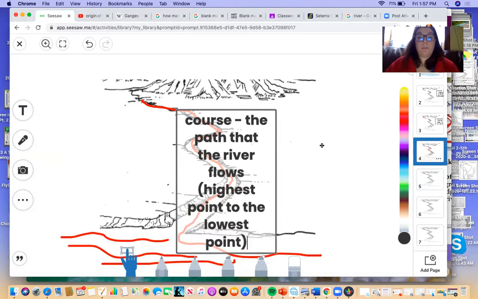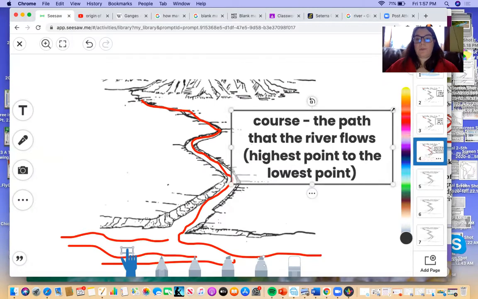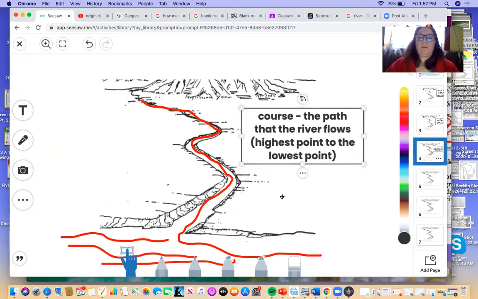And just like the earth isn't completely flat, we notice that when we're driving, we go over hills, and sometimes even in your house, you might notice how your house might kind of slant. It's the same thing on earth. And so that path of the river.